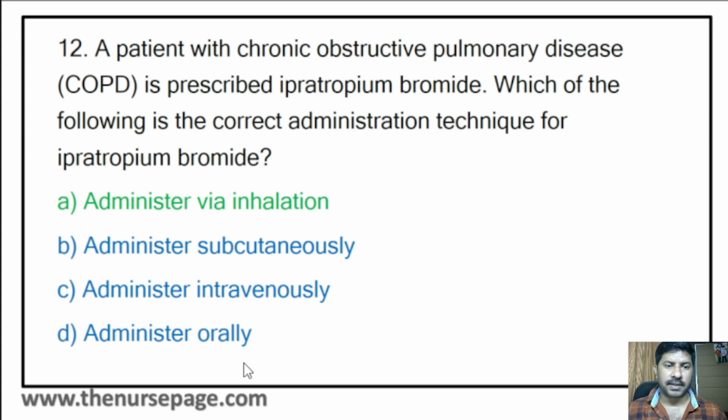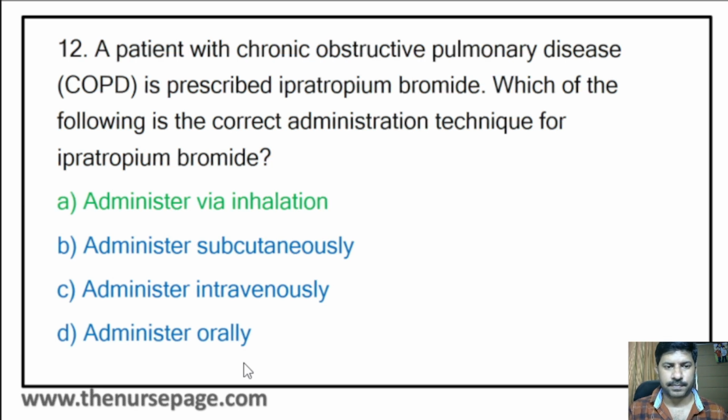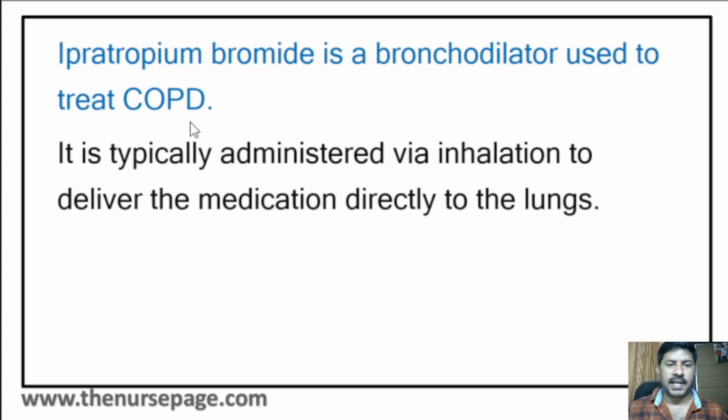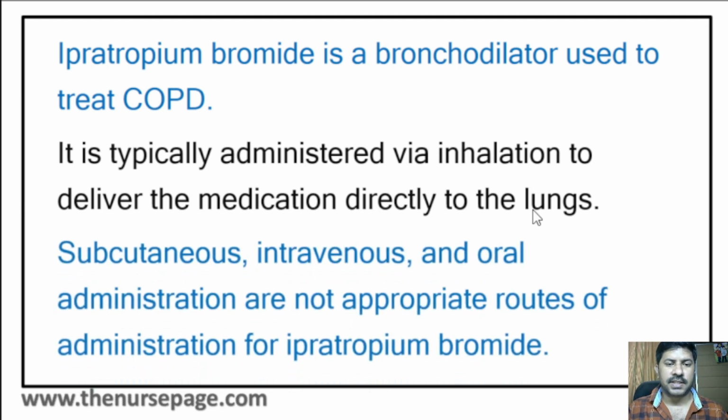Ipratropium bromide is usually administered through inhalation. We can use it as an inhaler, or as a nebulization medication. Both types we can administer through inhalation. Ipratropium bromide is a bronchodilator used to treat COPD. It is typically administered via inhalation to deliver the medication directly to the lungs. Subcutaneous, intravenous, and oral routes are not appropriate for ipratropium bromide.